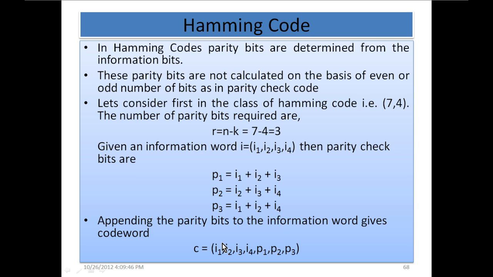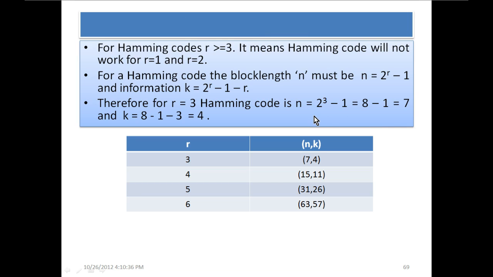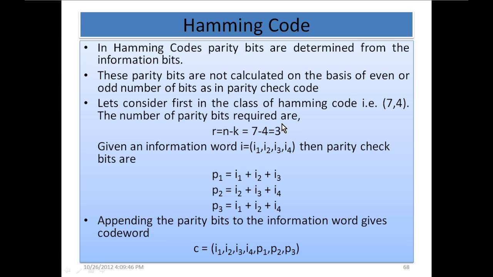Let's consider first the class of Hamming code that is (7,4). The number of parity bits required is n minus k, which is 7 minus 4, equal to 3. As we know, in this (7,4), 7 indicates n, the total length of the code word, and 4 indicates k, the number of information bits. So how many parity bits do we have to add in this case? That is 7 minus 4, equal to 3.